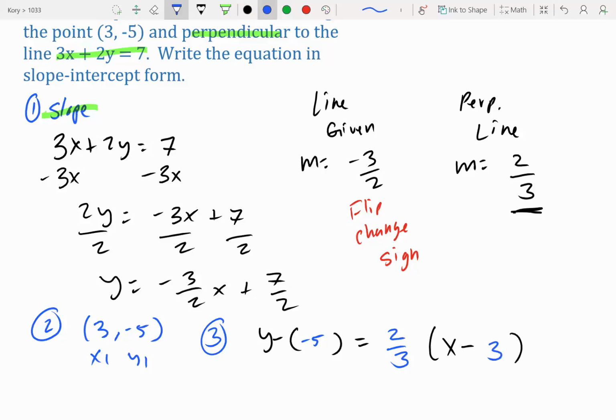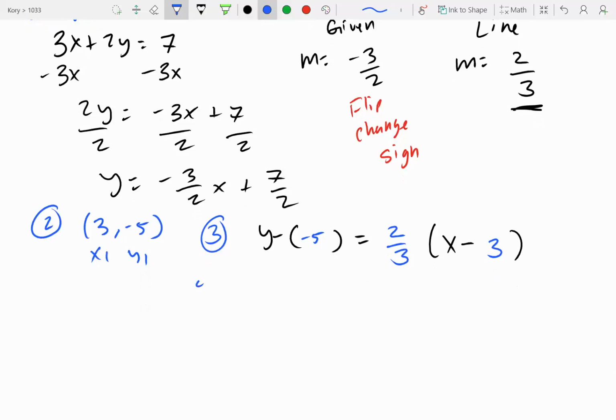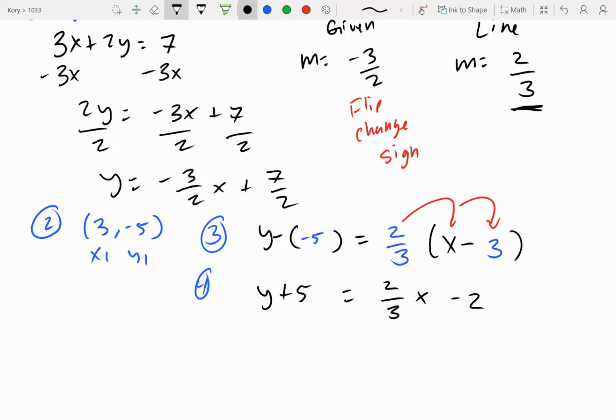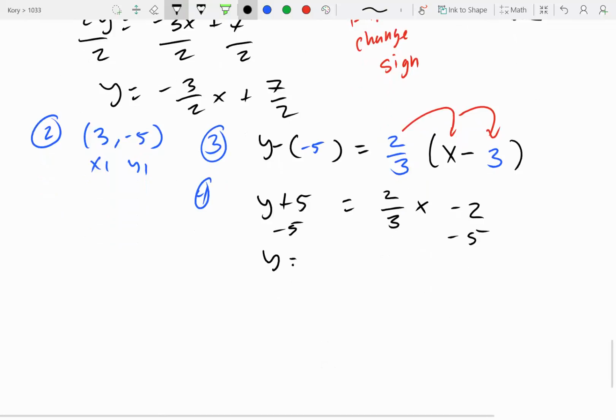So we need to write it in slope-intercept form. Therefore, we need to solve for y. We're going to distribute. So we have now y plus 5 equals, because the two negatives become positive, 2 over 3x minus 2. You see how if we multiply 2 over 3 times 3, the denominator and the number are the same, so they cancel out. You just write what's on top. Then we subtract 5. So we have y equals 2/3 x minus 7.